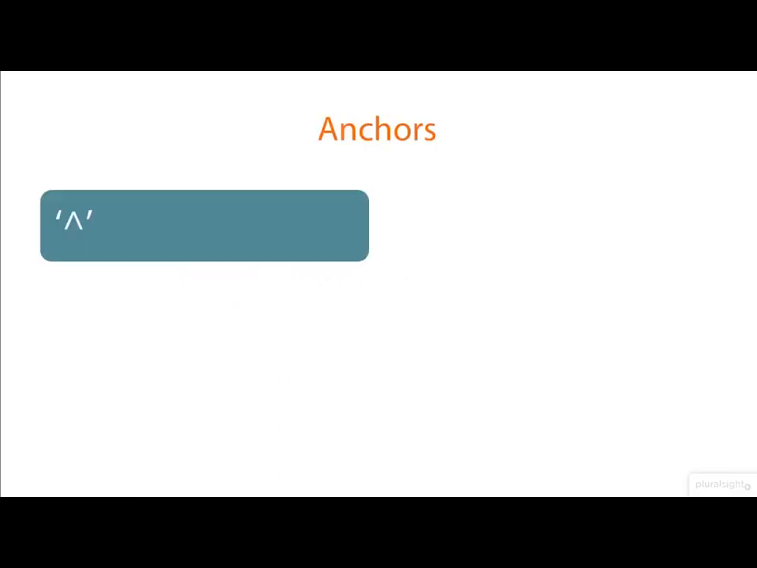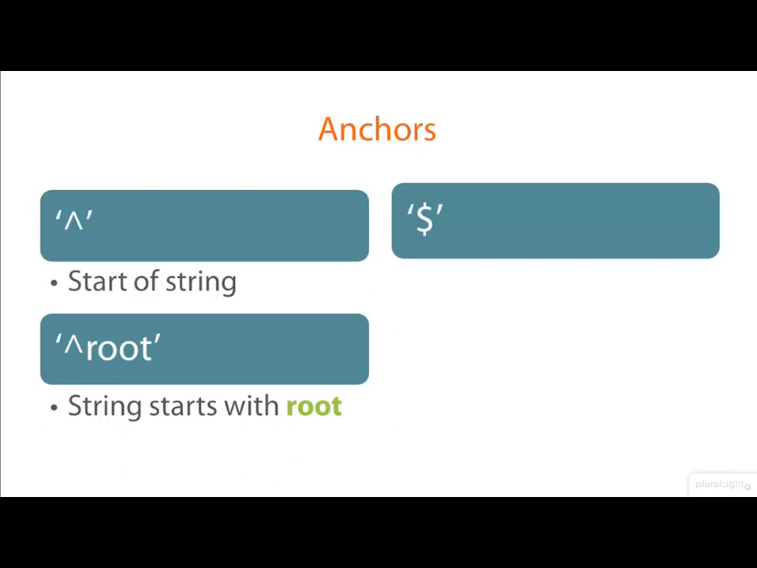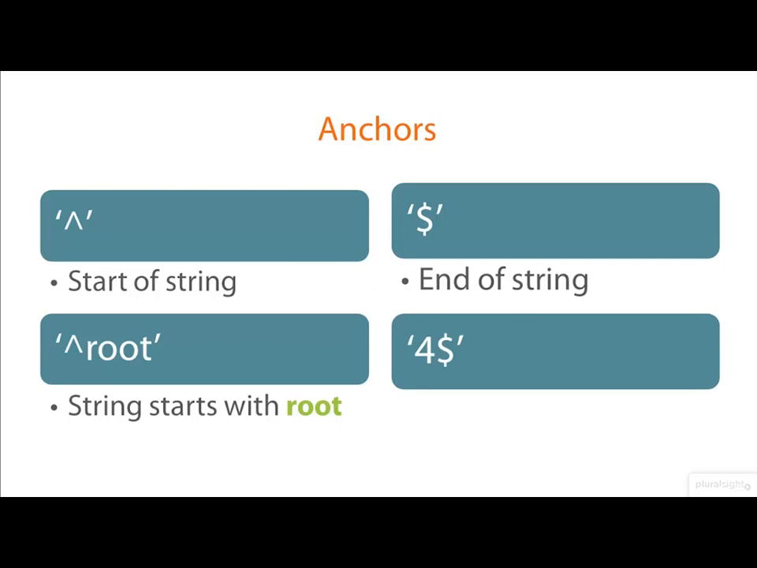When we talk about anchors, we can see the use of the caret, meaning the beginning or start of a string. So we could search for root being at the beginning of the line or string. The dollar symbol then is correspondingly at the end of the string. So in this case, we're looking for the character 4 being at the end of the string.